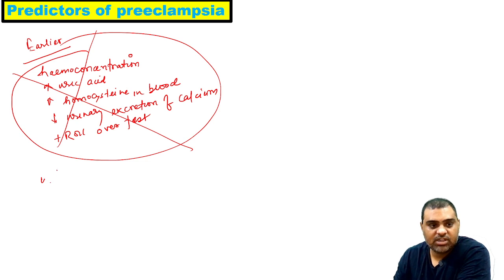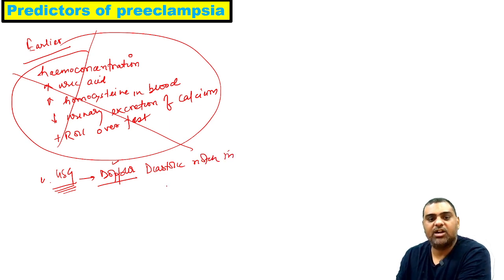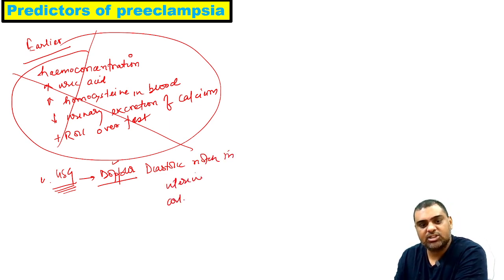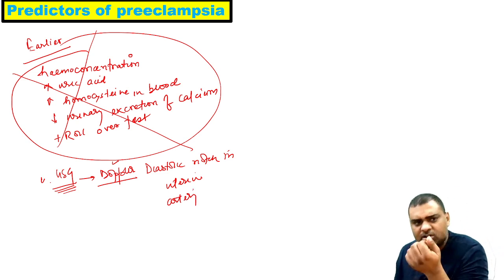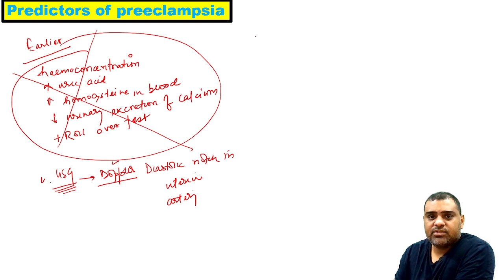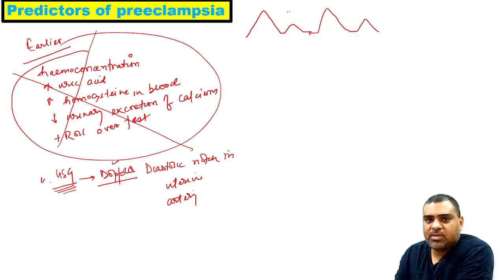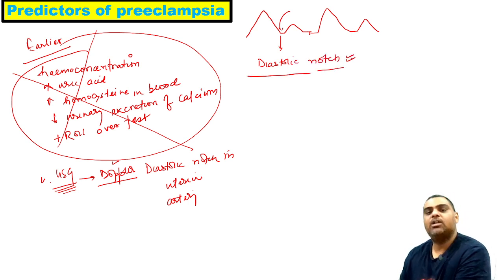Now what is considered? The ultrasound. Especially Doppler ultrasound, we look for the diastolic notch in the uterine artery. Practically, this is the thing that is used. And there are also new predictors which have come. I will tell you. If we are doing Doppler of the uterine artery, during systole the waveform will be like this, and then there will be diastole like this. Then again there will be systole, and then diastole. So there will be this notch. This notch is called the diastolic notch.